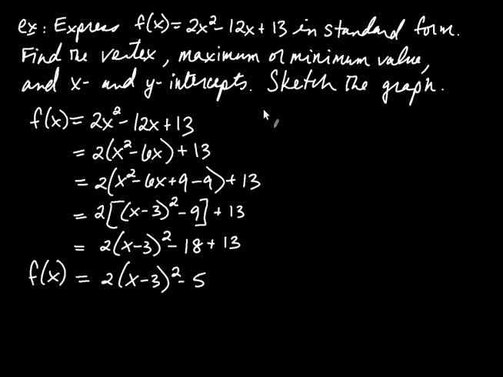So remember, standard form was f of x equals a times x minus h quantity squared plus k. And so that's the form I have.